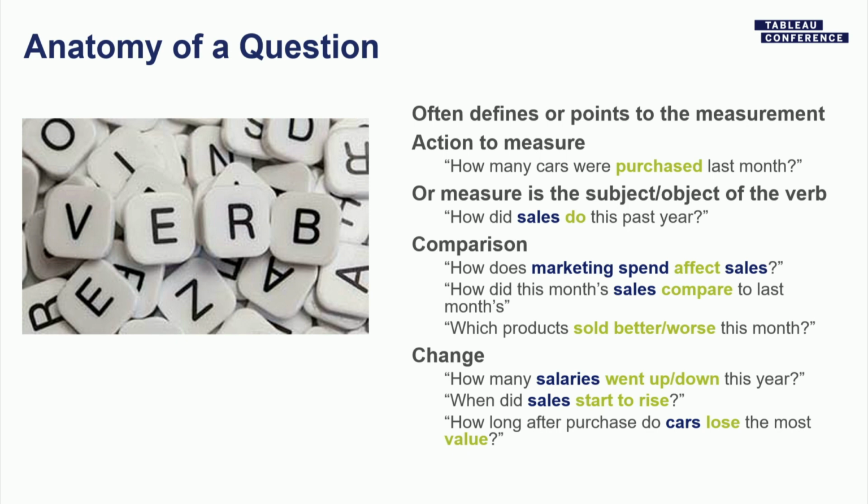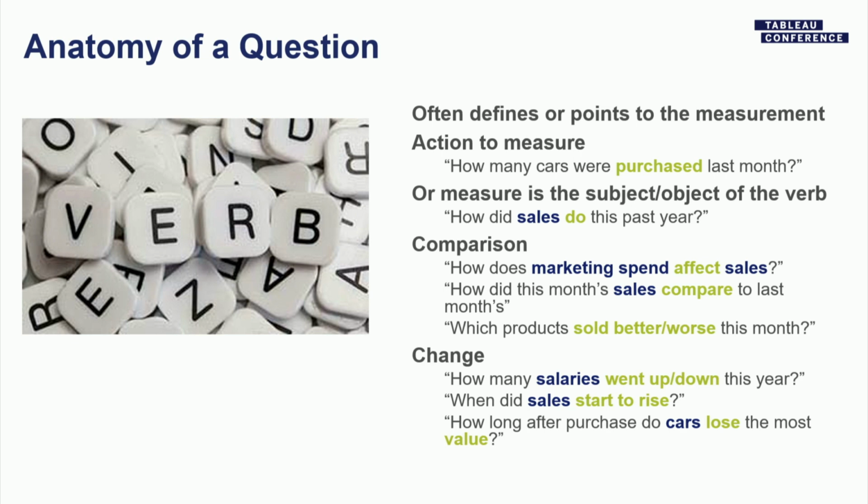But sometimes it's not the verb itself. How did sales do this year, right? So passive verbs in particular don't necessarily point you directly at things, but then the subject or the object of that verb can help you. So what is it your verb is connected to? Is it in this case, sales? So that's really telling me I'm measuring sales.